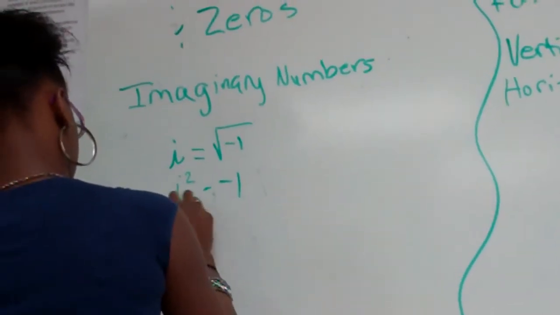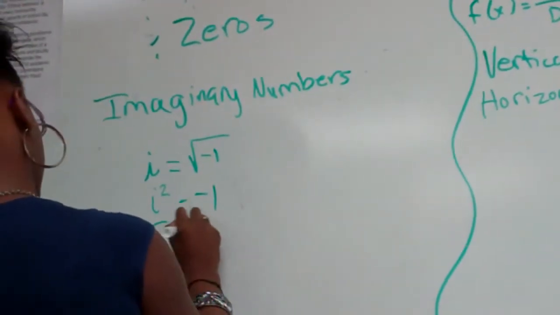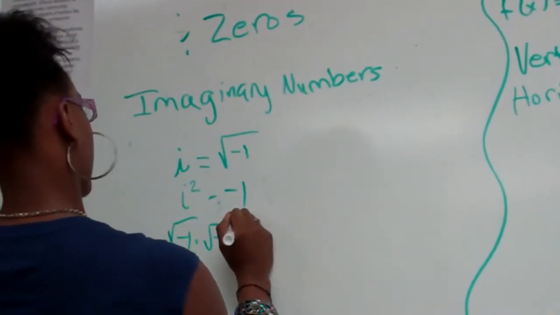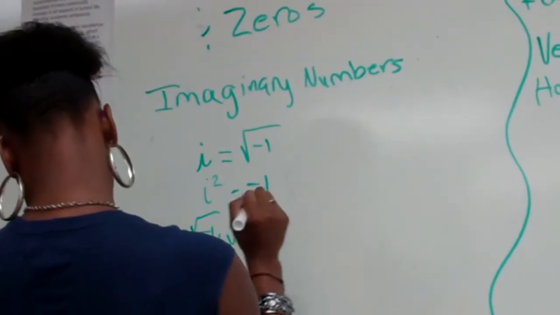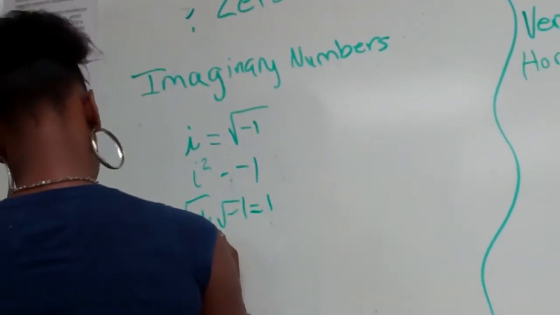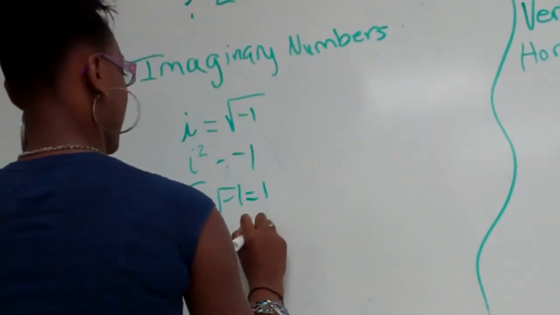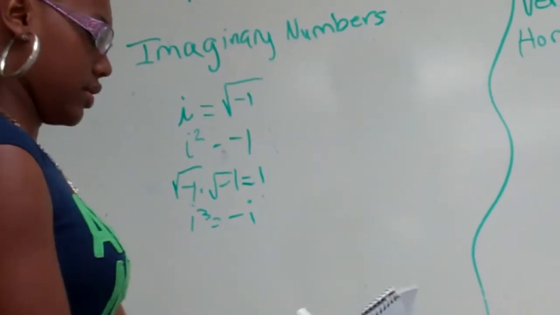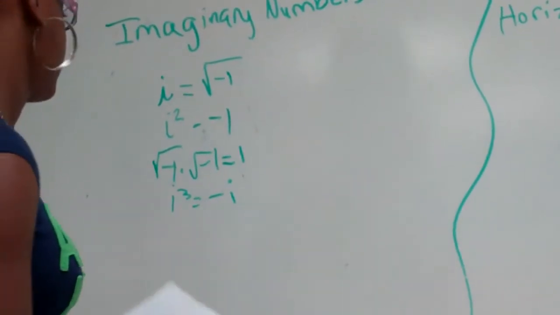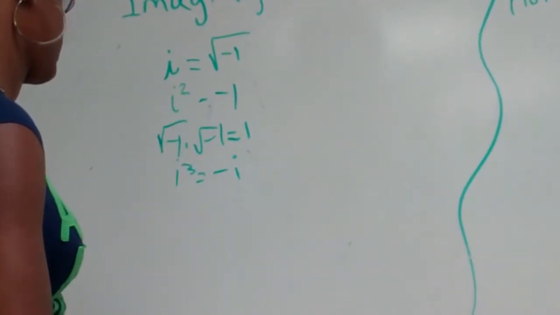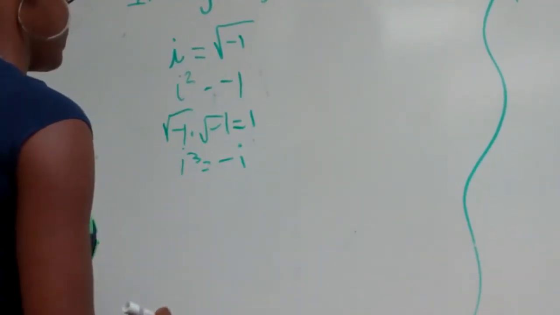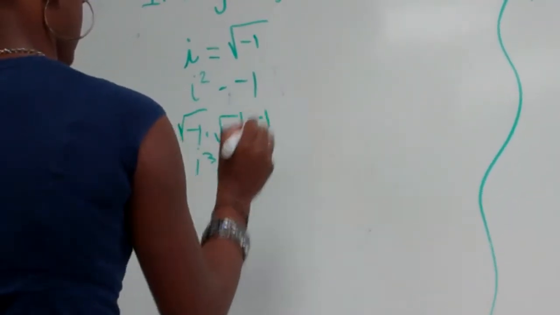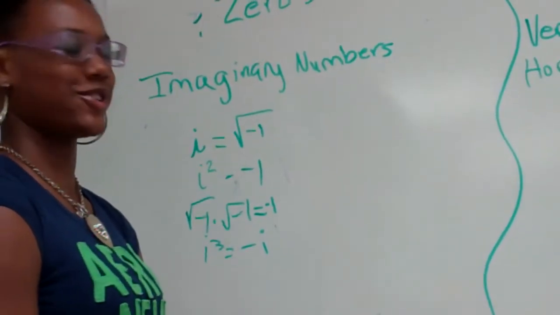And then the square root of -1 times the square root of -1 equals -1. There should be a negative in front of it. And i cubed equals -i.